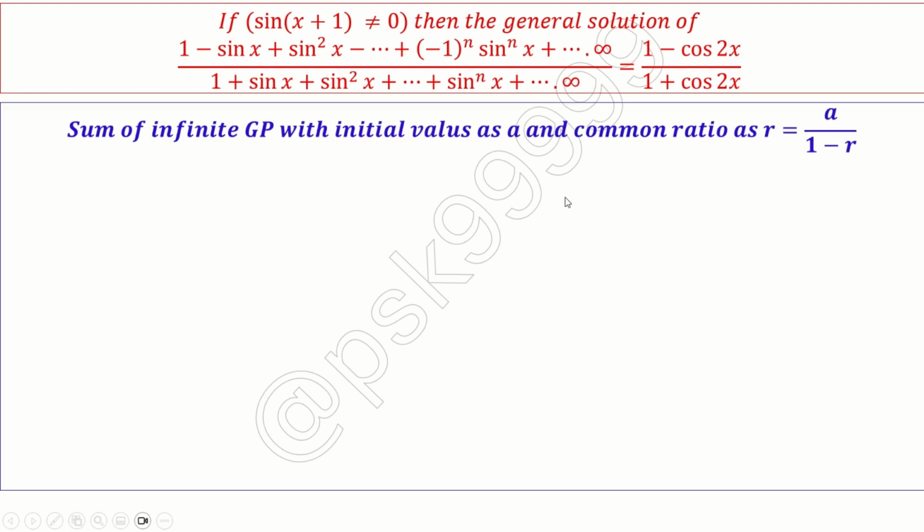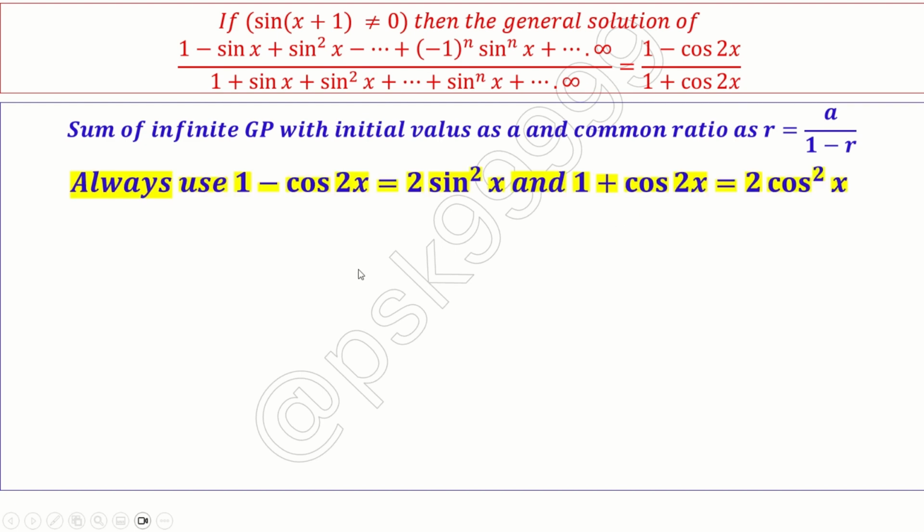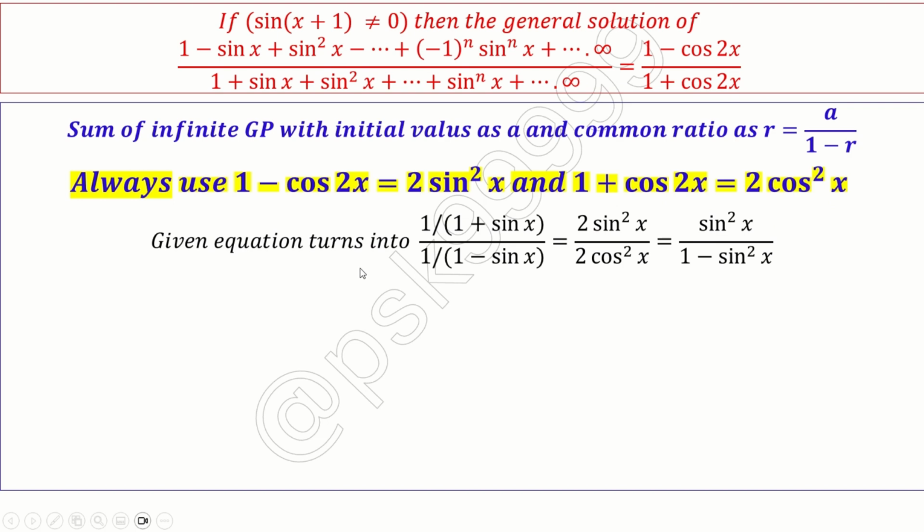I told you just now, this is a simple GP equation, the sum of GP terms. Always use 1 minus cos 2x equal to 2 sin square x, and 1 plus cos 2x equal to 2 cos square x. This will solve the problems most of the times. So here, on the RHS side, you can replace with this. And on the LHS side, what happens?